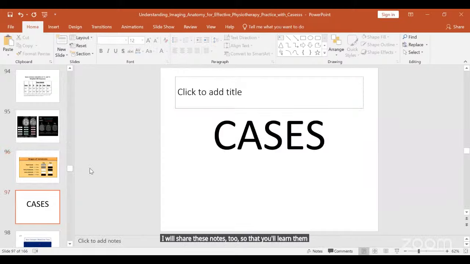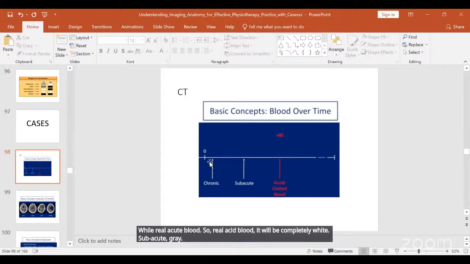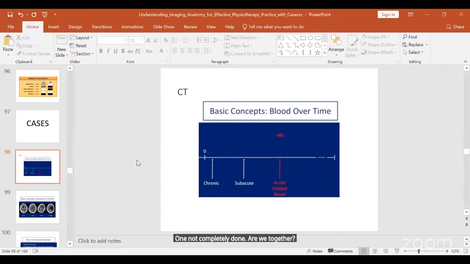All right. So let's go down to case application. We'll revise all these basic concepts, right? In acute, look at it. In chronic, the value will be 0. Subacute, it will become around 30 to 40, while real acute blood is around plus 80. So real acute blood will be completely white. Subacute, gray. Chronic is completely dark. Are we together? That is the evolution of blood over time.